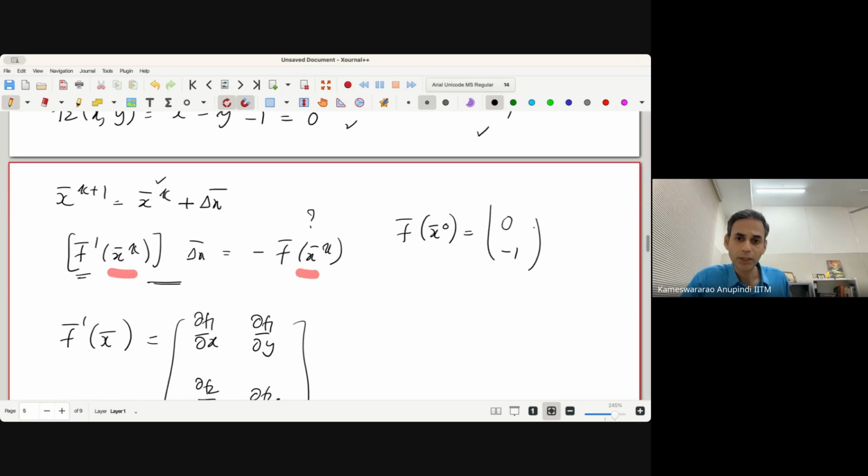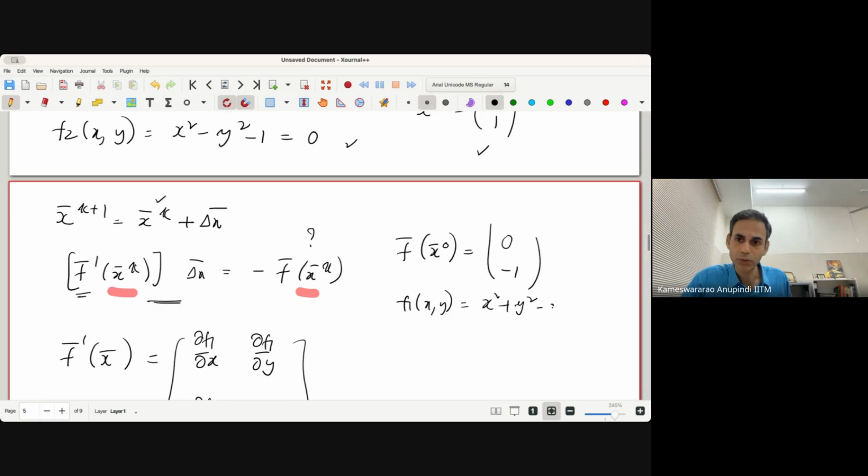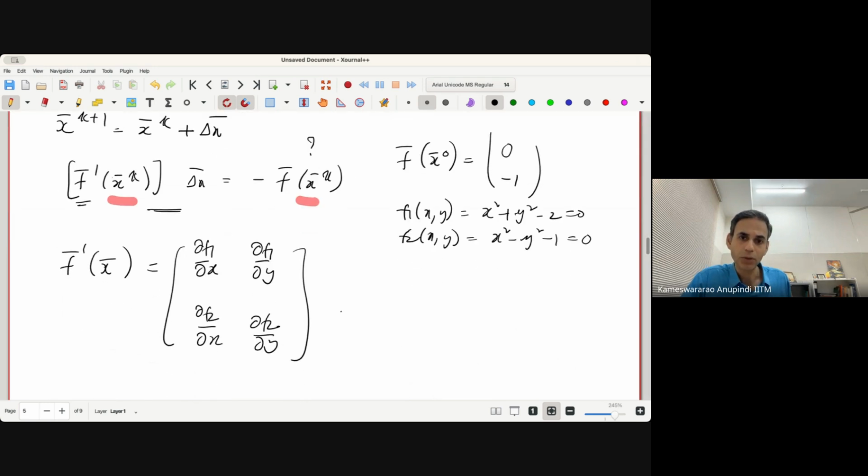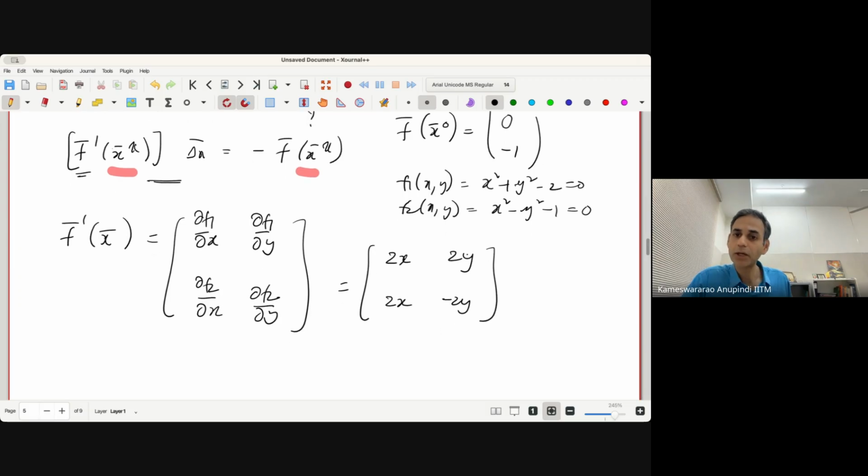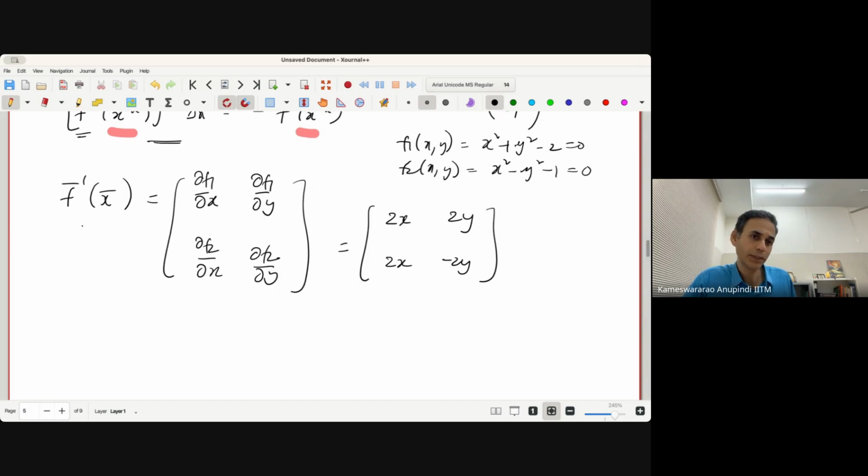So let me write it here. f1 of x,y equals x square plus y square minus 2 equals 0. f2 of x,y equals x square minus y square minus 1 equals 0. That's what we have. So partial f1 by partial x is 2x, partial f1 by partial y is 2y, partial f2 by partial x is again 2x, and partial f2 by partial y is going to be minus 2y. But this is still in terms of x and y. This is basically the general formula, so we can reuse this Jacobian matrix for calculating different x k values.